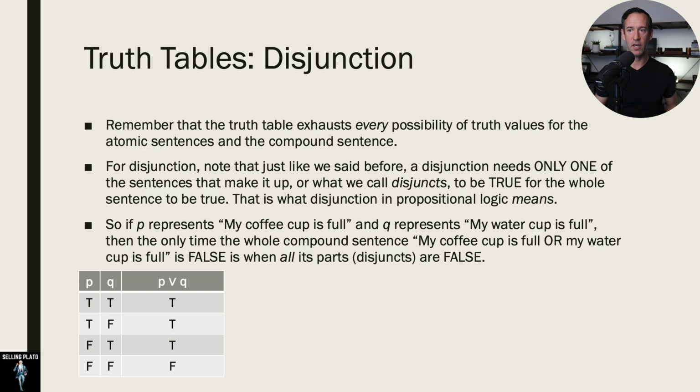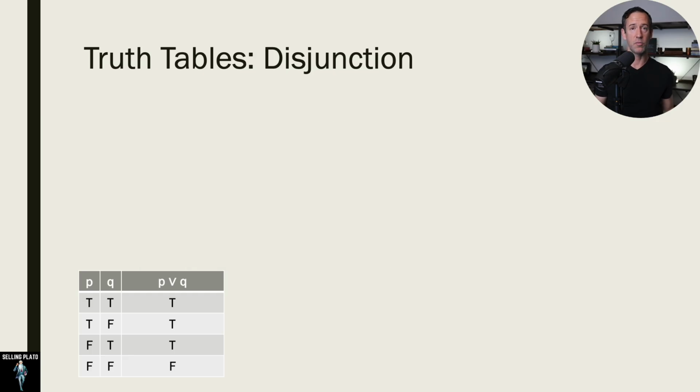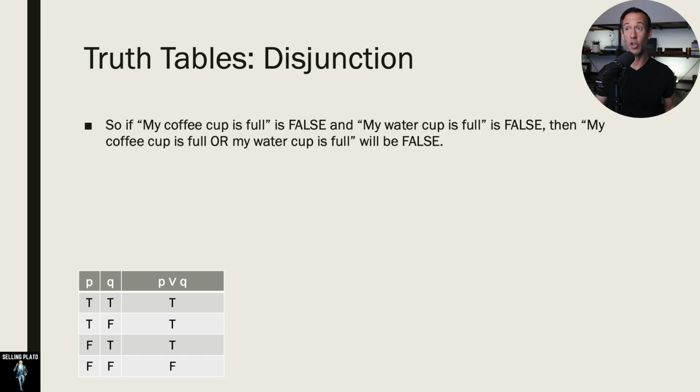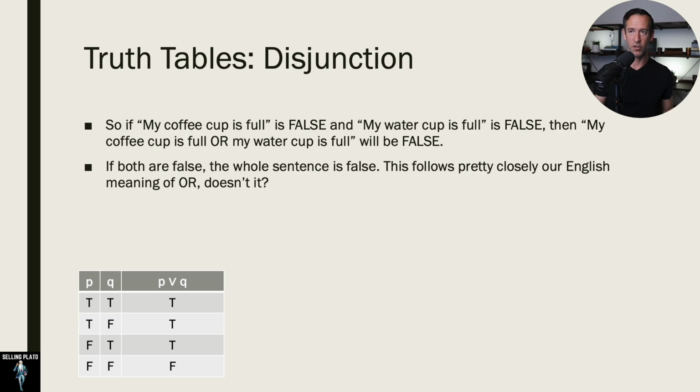You see that represented there, right? You see on the right-hand side, it's true if both are true. It's true if only one is true. It's true if only one is true again. It's going to be false if they're all false. All right, there you see that truth table visual representation of the principles that we talked about before, sort of zooming out more broad and abstract. So if my coffee cup is full is false, and my water cup is full is false, then my coffee cup is full or my water cup is full will be false. If both are false, again, the whole sentence is false.